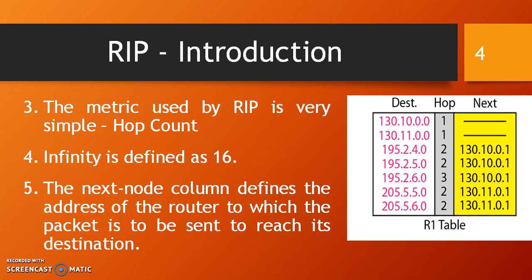Fourth consideration, infinity. Infinity is defined as 16 in the RIP protocol, which means that any route in an autonomous system using RIP cannot have more than 15 hops. Next consideration, the next node column defines the address of the router to which the packet is to be sent to reach its destination. As you can see in the diagram, it shows the routing table of router R1.